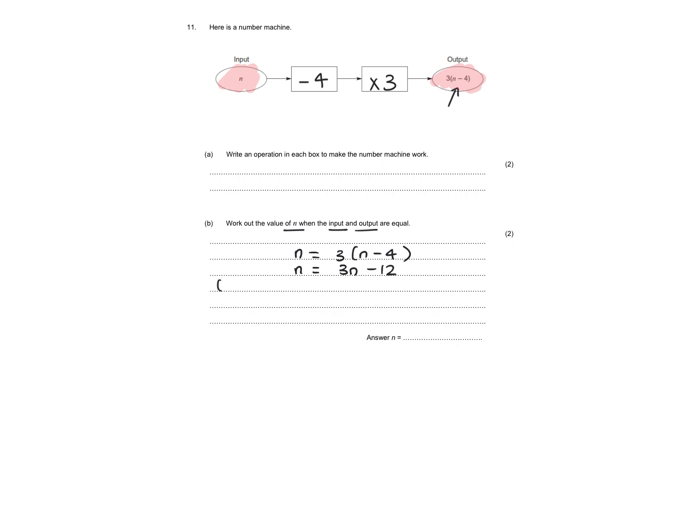This is a very, very simple equation. Subtract n from both sides. So 0 equals 2n minus 12. Add 12. 12 equals 2n, or 2n equals 12. And then divide by 2, so n equals 6. You can write that in on the answer line, n equals 6.